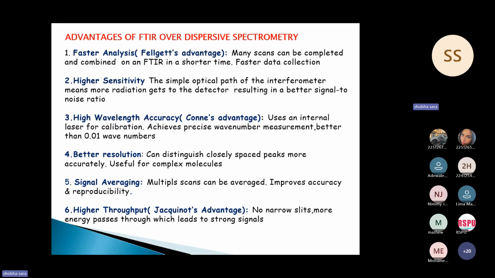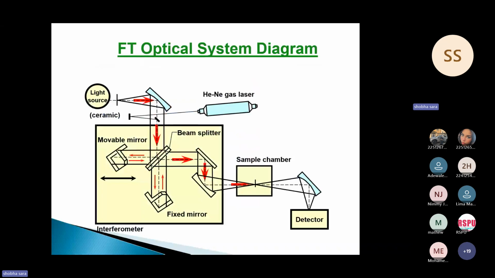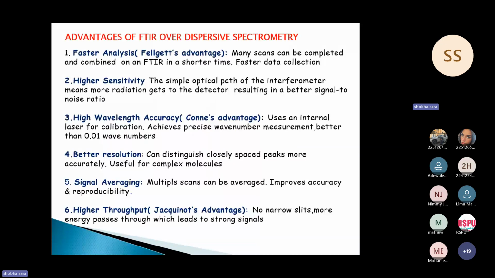Then the second advantage is higher sensitivity. The optical path is simple, so it gives a better signal to noise ratio. Then it has higher wave number accuracy. I think you have noted that. You can see a helium neon gas laser in this picture. This laser is used for calibration. This achieves precise wave number measurement, so the wave number accuracy is way better than the dispersive spectrophotometer. Then here we have a better resolution. We can clearly distinguish closely spaced peaks.